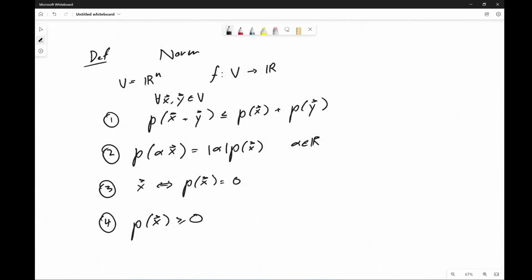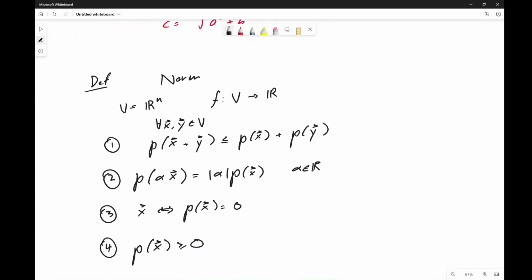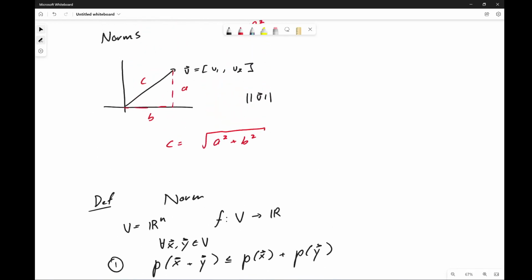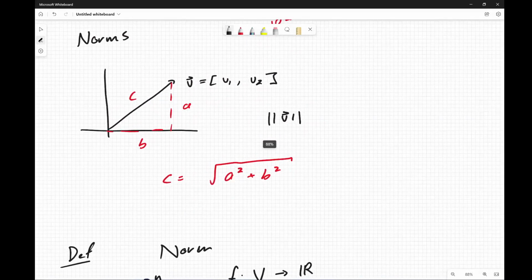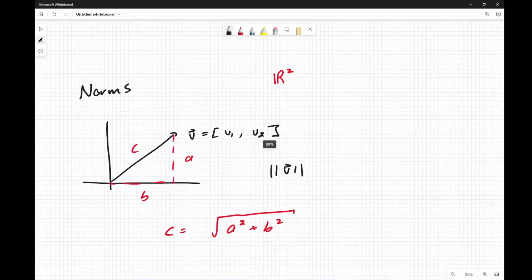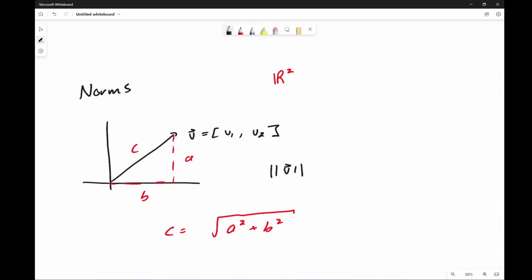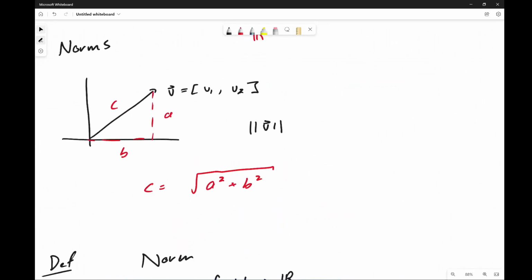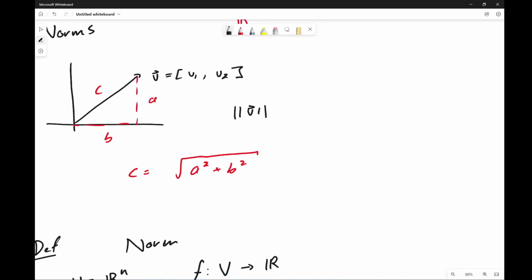In this example, we only showed the norm for R2. But how do we extend this? We can extend this fairly easily, like you may have seen in 3-dimensional space. Instead of a, b, c, we'll just use x.